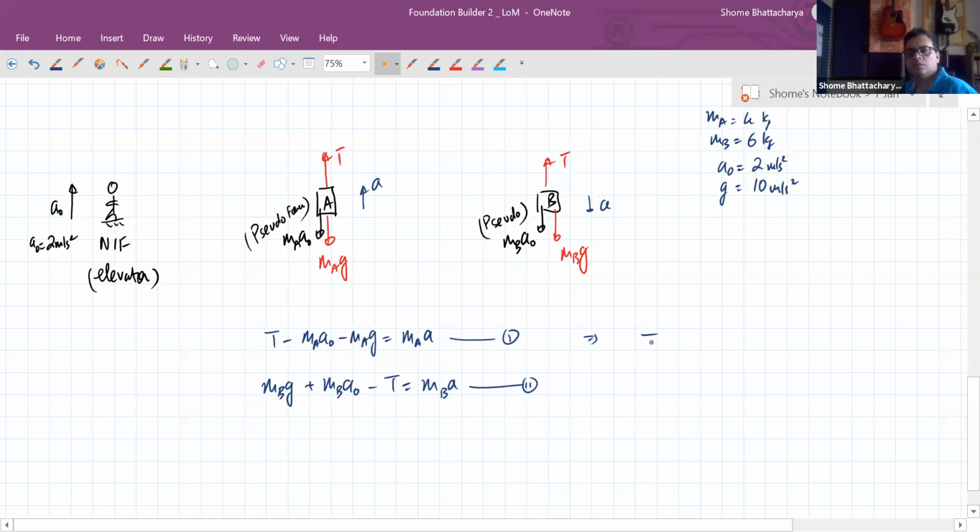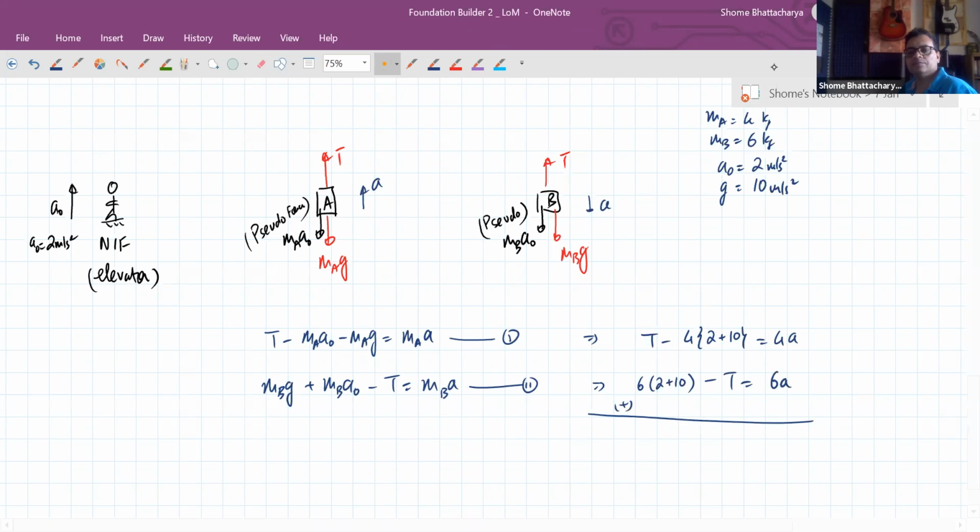So this equation will become T minus 4 into 2 plus 10 is equal to 4a, and this equation will become 6 into 2 plus 10 minus T is equal to 6a. Now you can just solve these two equations by adding them. Yes, that's correct, beta. So we will get 6 minus 4 into 12 on this side is equal to 4 plus 6 into a.